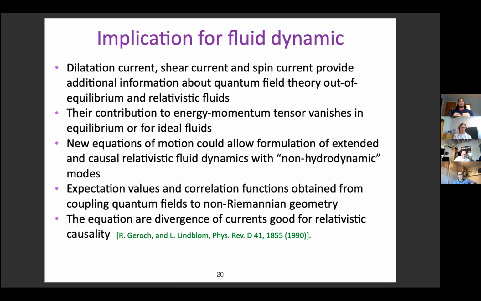encode how the shear part and dilatation part of my matter field evolve in time, and the expectation values are naturally given by variation with respect to the non-Riemannian part of the connection. And they also have the nice property that the equations you end up with are of divergence type. For this type of equation, there's a similar paper by Gerhard Lindow in the 90s that showed that causality is satisfied, and they're super nice. So that's why we were interested in that.